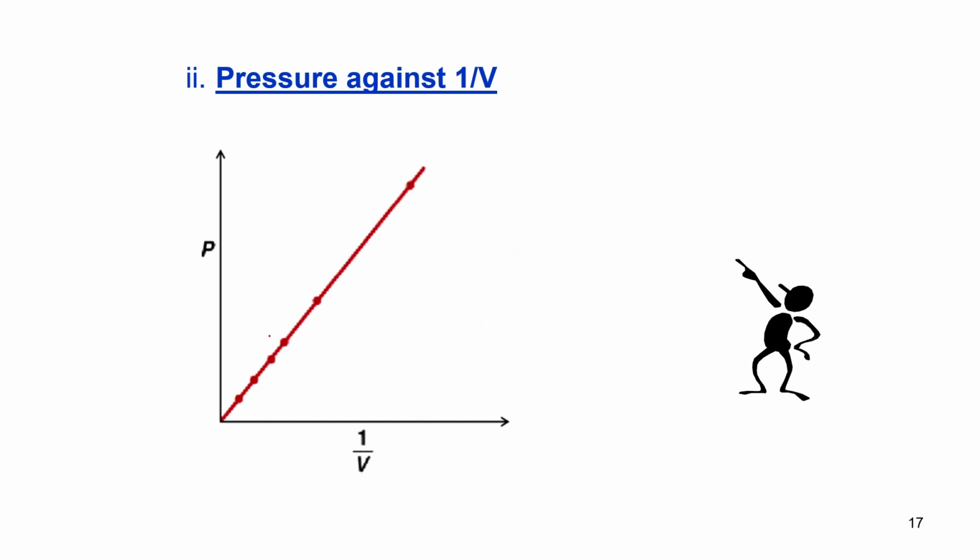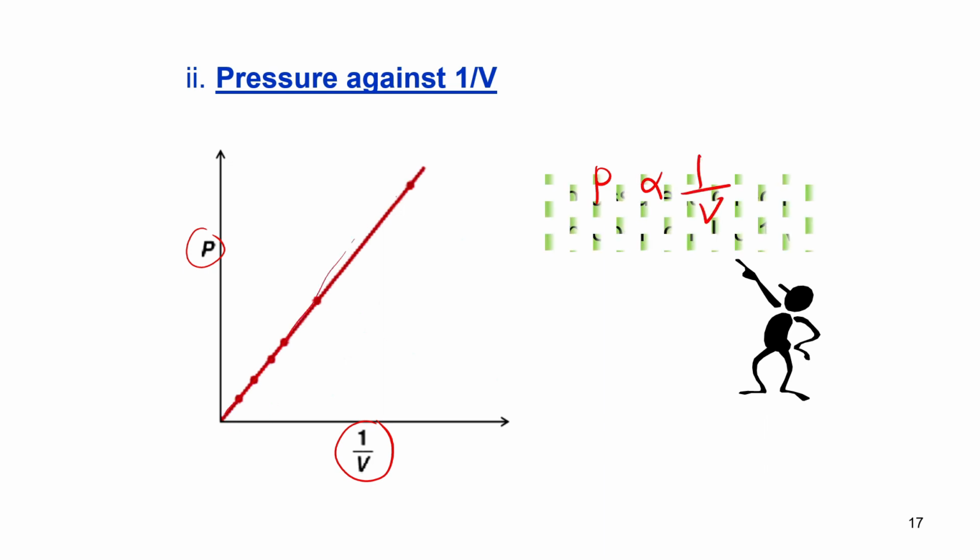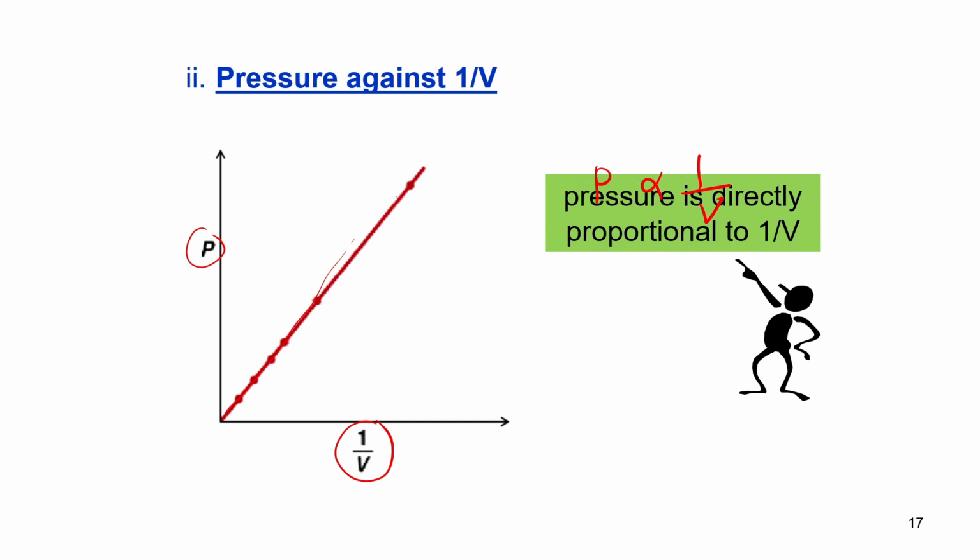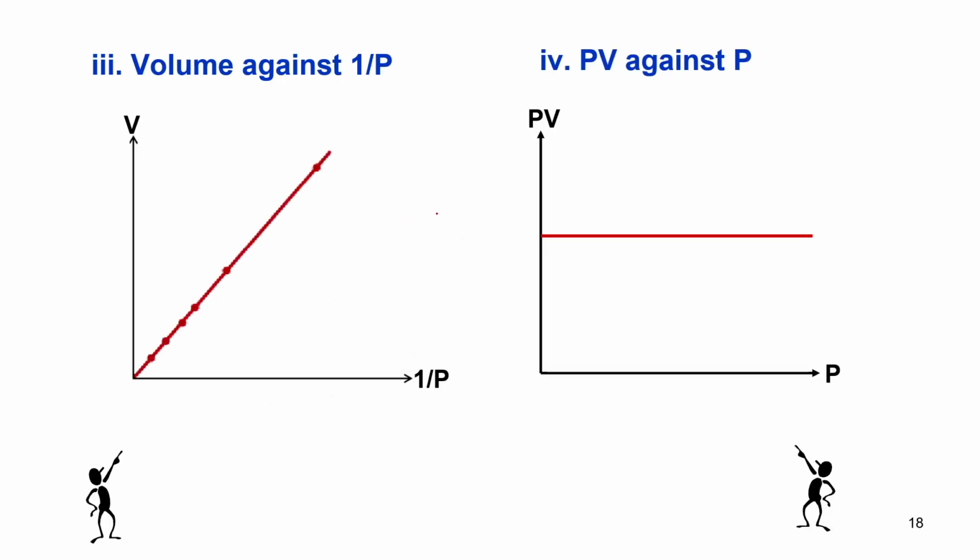Okey, yang ni ialah graf untuk pressure versus 1/V. So kita tahu P proportional to 1/V. So dia akan kita dapat proportionality. So pressure is directly proportional to 1/V. And another graph, V against 1/P. Ini sama macam yang P dengan 1/V tadi, cuma kita tukar sini jadi V, sini jadi 1/P. Kita akan dapat proportionality straight line. Okay, and last one, satu lagi graf, PV against P. So ini constant.